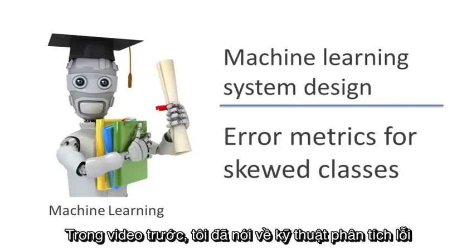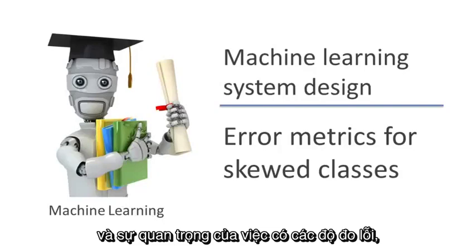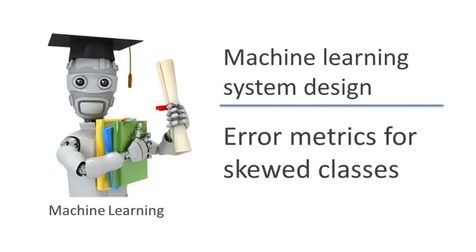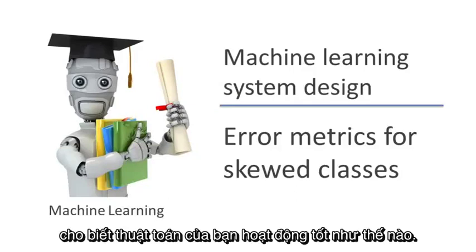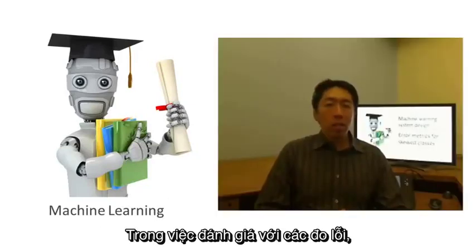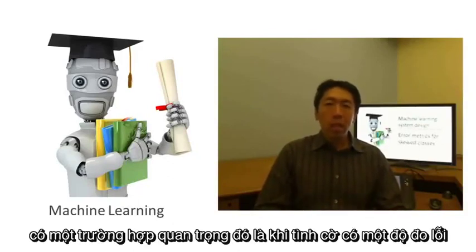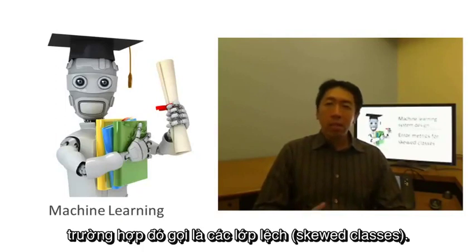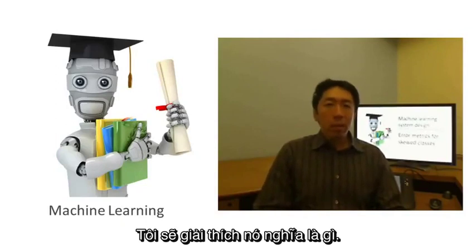In the previous video, I talked about error analysis and the importance of having error metrics, that is, of having a single real number evaluation metric for your learning algorithm to tell how well it's doing. In the context of evaluation and of error metrics, there's one important case where it's particularly tricky to come up with an appropriate error metric or evaluation metric for your learning algorithm. That case is what's called skewed classes. Let me tell you what that means.